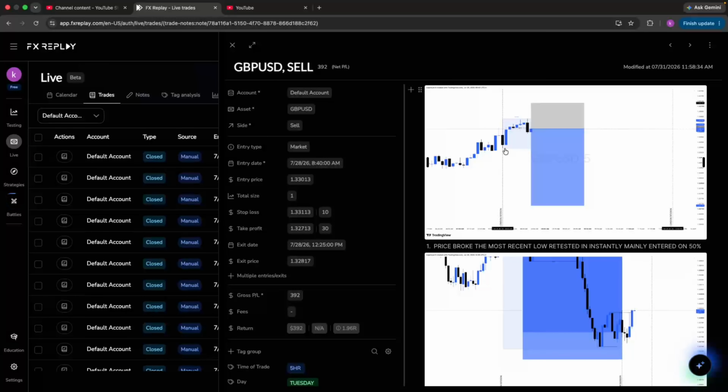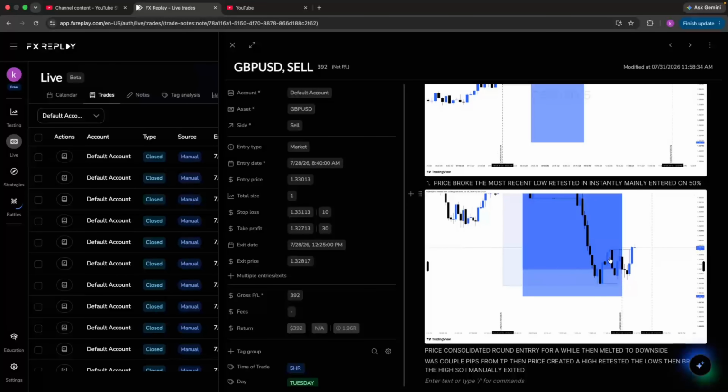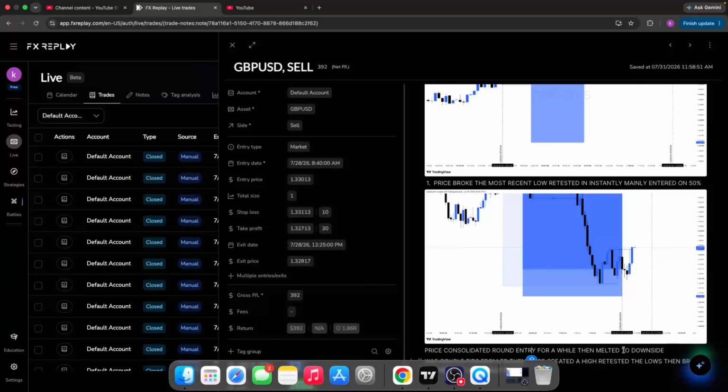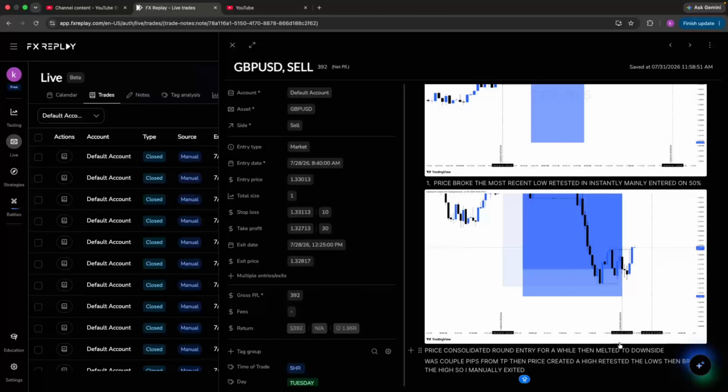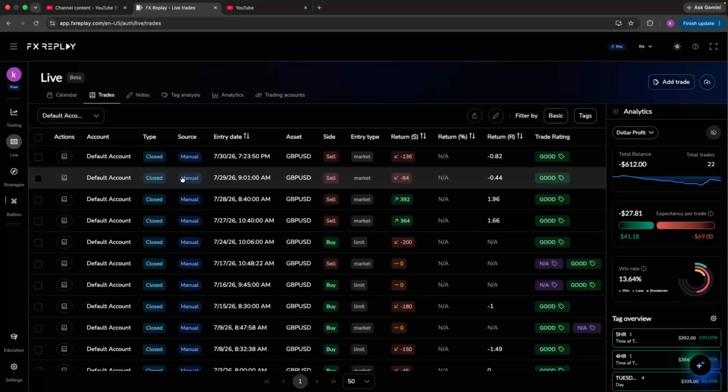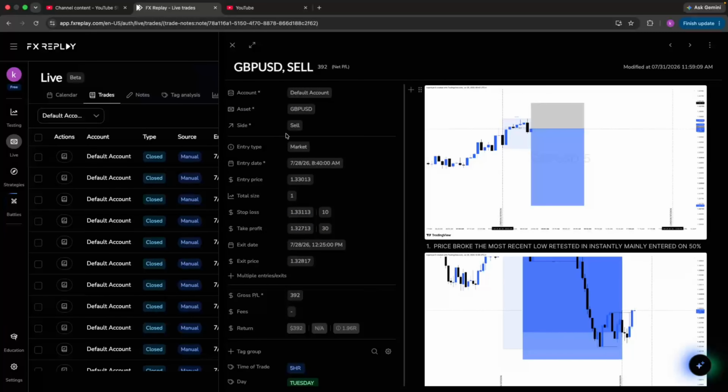Then as you can see here, break structure, retested nicely, held it, price reversed, and got out here. Price consolidated around entry for a while, then melted to the downside. Was a couple of pips from TP, then price created a high, retested the lows, then broke, then retested the lows, then broke the high, so I manually exited. As you can see, retested the lows here, struggled to close beneath, traded above, manually exited, as I said. That was the trade I just showed you lot.